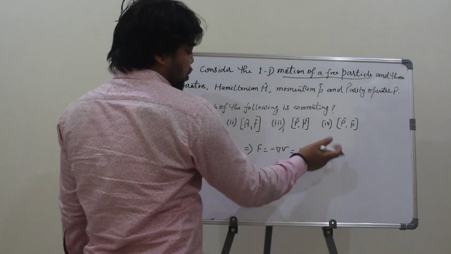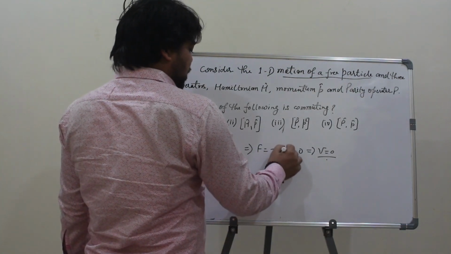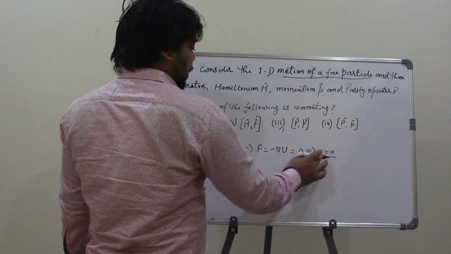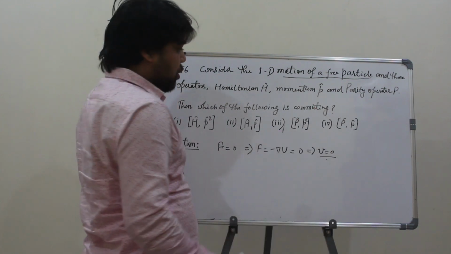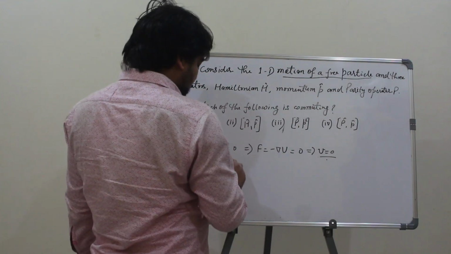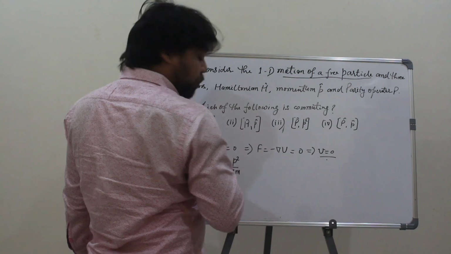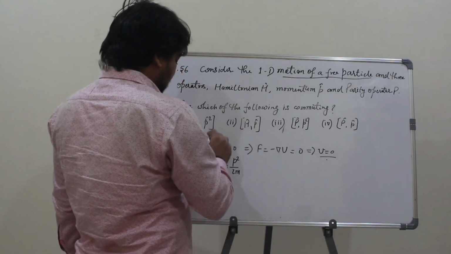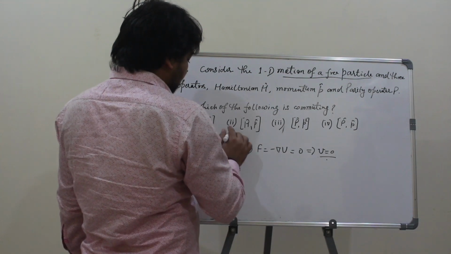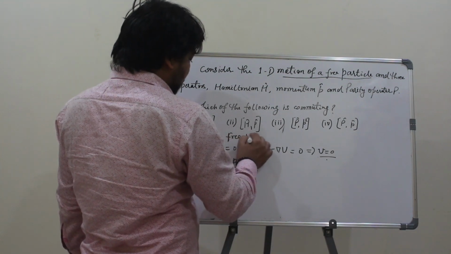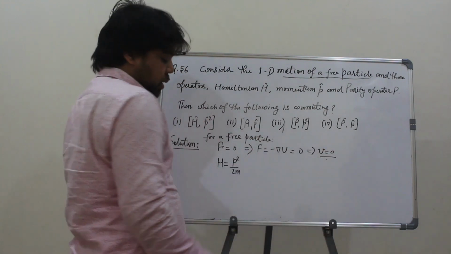If you take the potential as potential energy, so force is potential energy, right? Field is potential. So this is zero. It means that Hamiltonian is nothing but the kinetic energy only. That is momentum square by 2m for a free particle. For a free particle, F is 0, this is there.